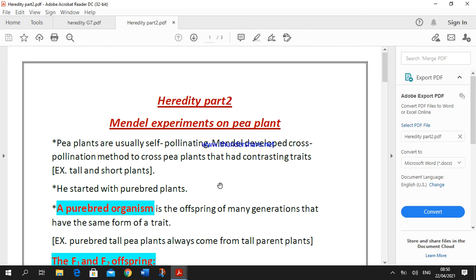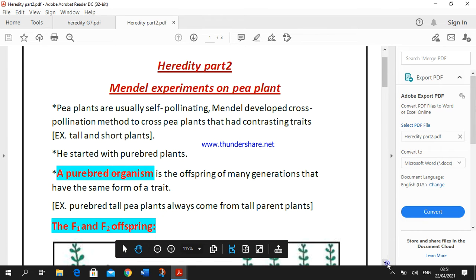Mendel decided to cross plants that had contrasting forms of a trait. Okay, for example, tall pea plants and short or dwarf pea plants. He started with purebred plants. Okay, what is meant by a purebred organism? It is an offspring of many generations that have the same form of the trait. Okay, for example, purebred tall pea plants always come from tall parent plants.